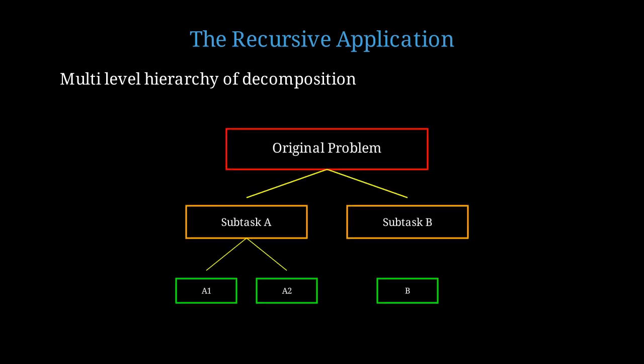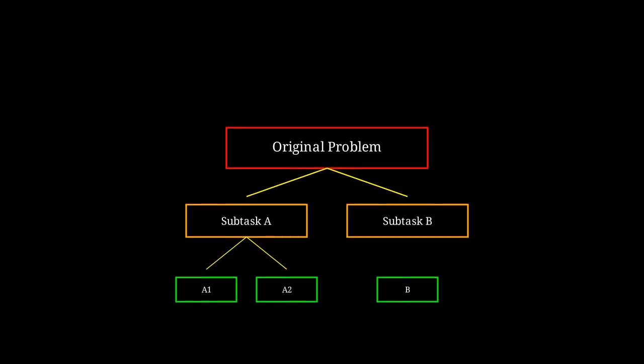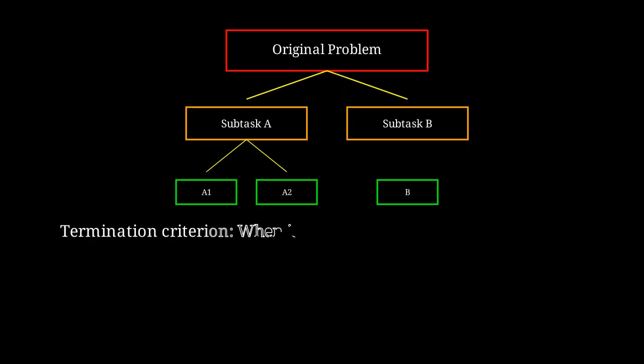Original problem splits into subtask A and B. Subtask A is complex, so it further splits into A1 and A2. Subtask B is simple enough to solve directly. Question: when do we stop decomposing? Answer: when the task can be solved reliably in a single step with high confidence, typically when fewer than 5 logical steps required. Let's perform a cost-benefit analysis.